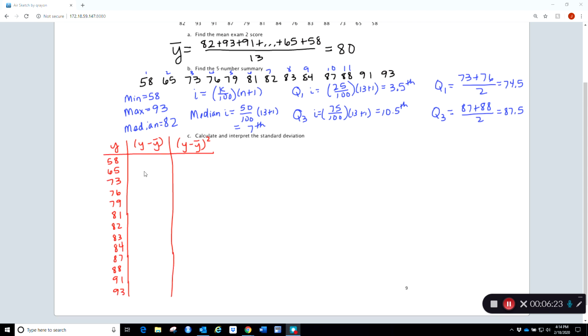All listed there. And then we're going to take each of those values and subtract off the mean, which was 80. So we're going to take 58 minus 80 and get negative 22. 65 minus 80 will give us negative 15. This is just saying that that value is 15 points below the average score. 73 minus 80, so that person is 7 points below the average score. And just keep subtracting 80 from each value in this column.